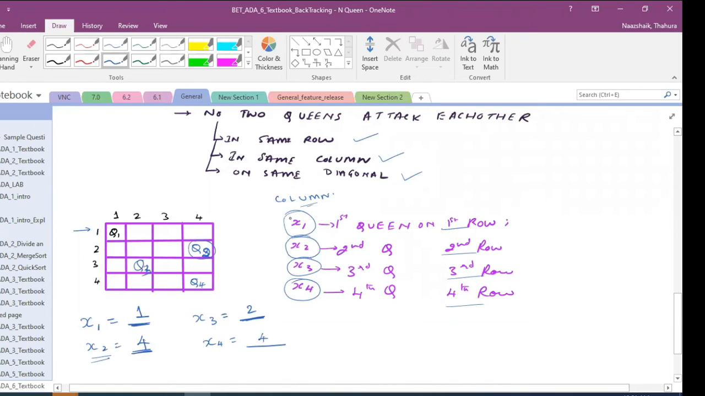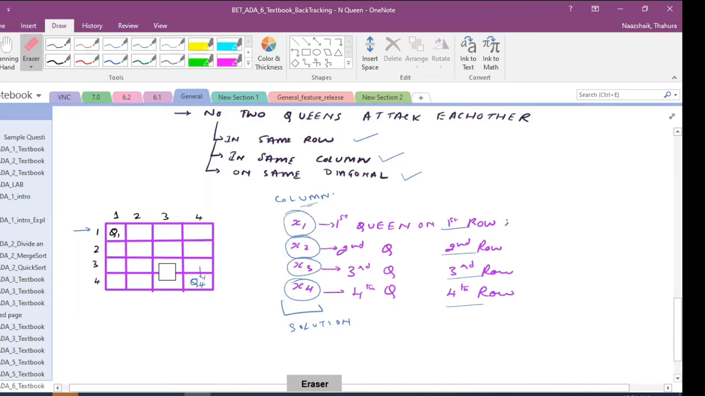So you understood what I mean by x1, x2, x3, x4. And in fact, this is your solution. This is where you will say the correct position of where the queens can be placed. Whatever values of x1, x2, x3, x4 you come up with, that is nothing but your solution. This is not the right solution because there's a problem here. They will hit each other. I just wanted to explain the positioning.